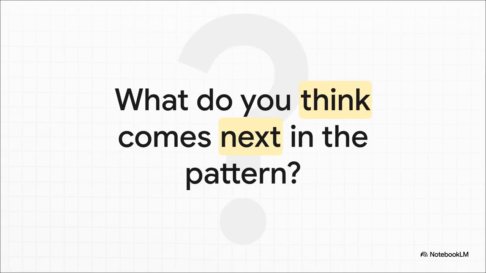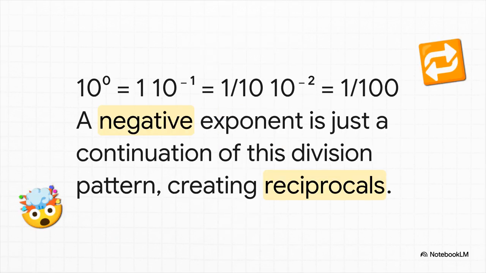So, following that exact same logic, if we go from an exponent of 1 down to 0, what logically has to come next? We just divide by 10 again. And 10 divided by 10 is 1, which perfectly confirms what we just figured out. But why stop there? Let's keep the pattern going. What's 1 divided by 10? It's 1/10, or 10 to the negative 1. And if we divide by 10 again, we get 1/100th, or 10 to the negative 2. So you see, a negative exponent isn't some strange new rule. It's just a continuation of the same division pattern, and it creates reciprocals.